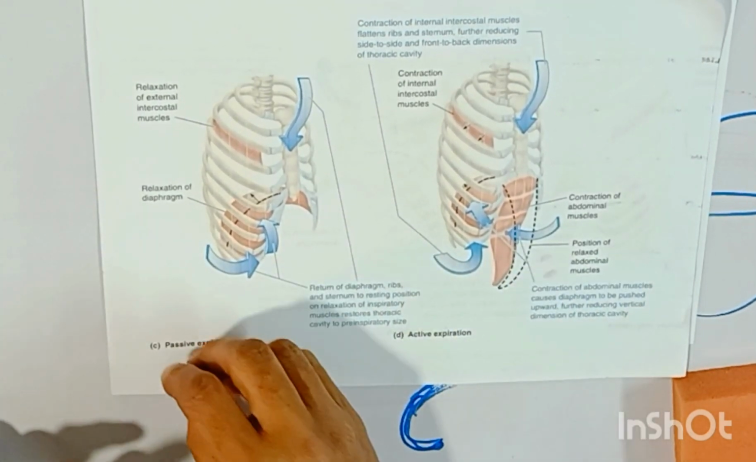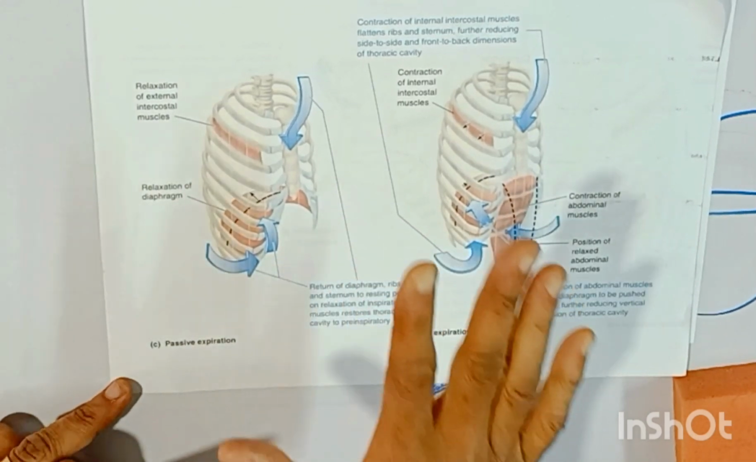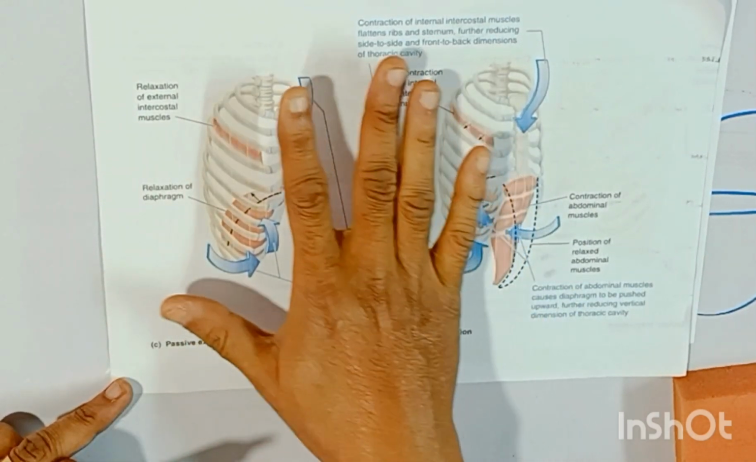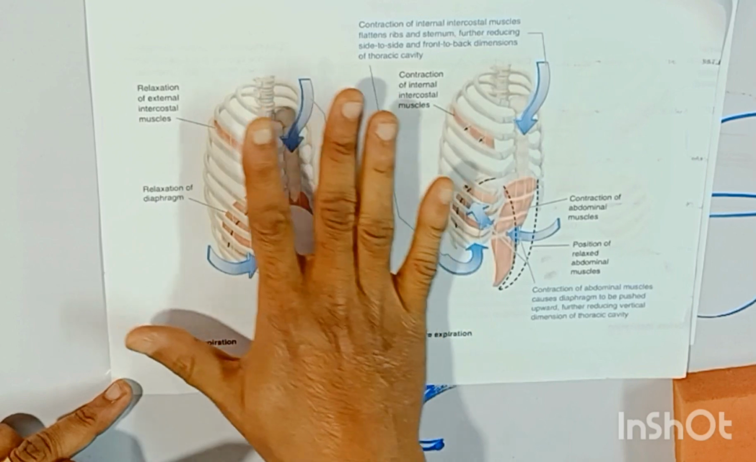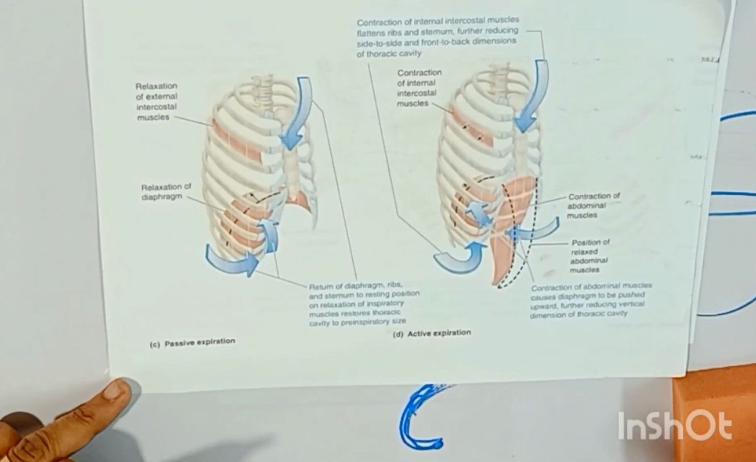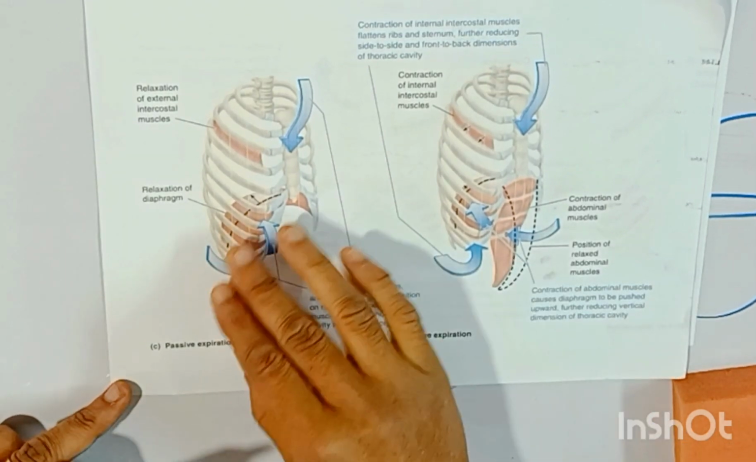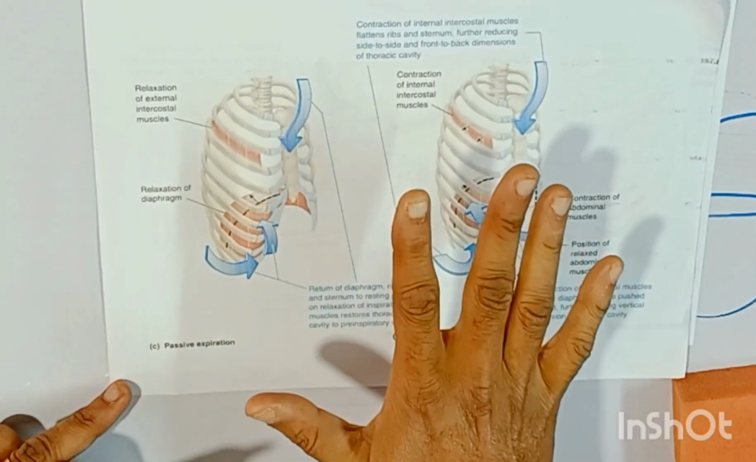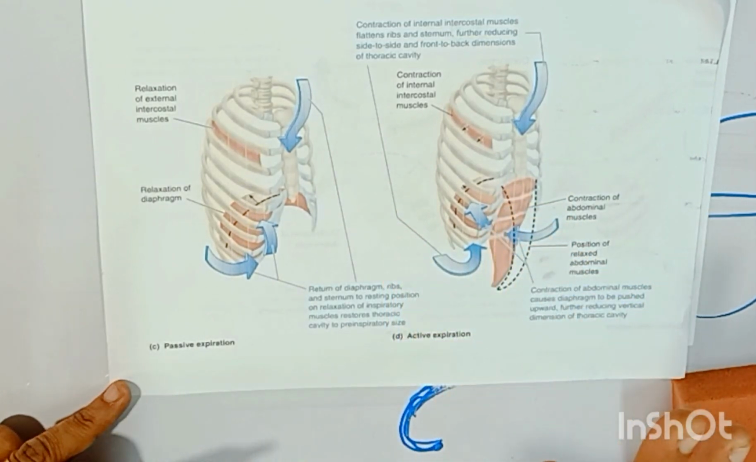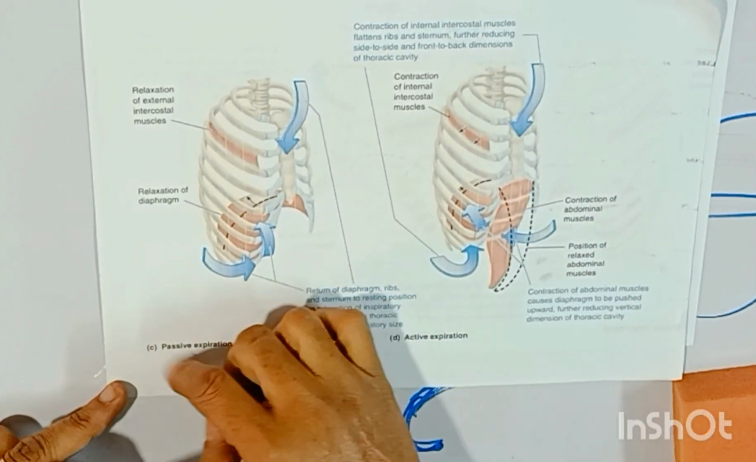So this is the passive expiration, where just the diaphragm goes down and the external intercostal muscles that had pulled those ribs just relax. There is no involvement of energy, no muscular contraction. The muscles that inspired just relax and the ribs go down. The diaphragm that contracted and got flattened just relaxes and goes up. So this is passive expiration.